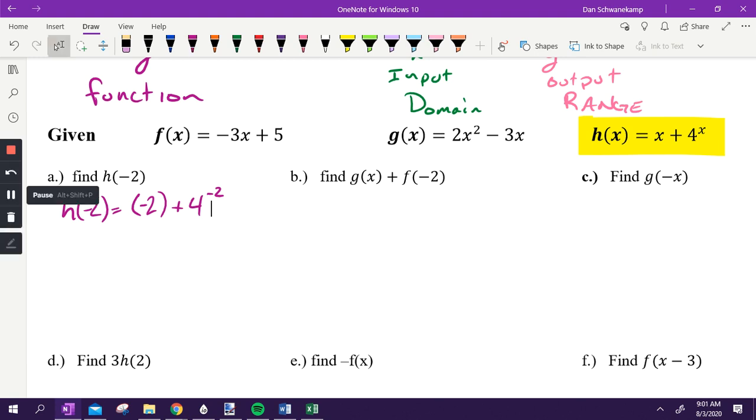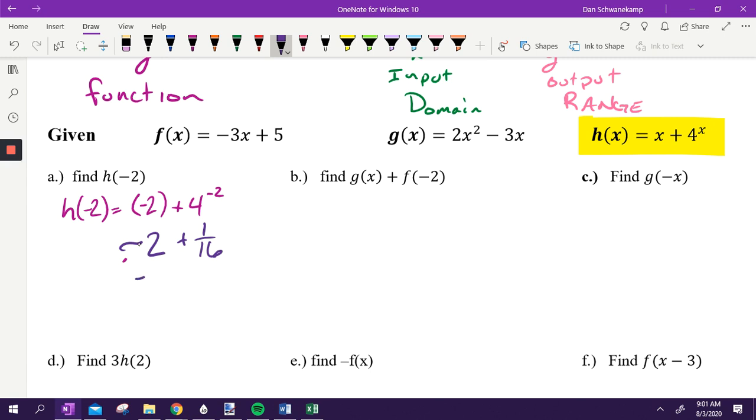We've got -2 plus 4 to the -2. So I got -2. What is 4 to the -2 power? Oh, it's not working. Please write. There we go. 4 to the -2 power. 4 squared is 16. What's the negative going to do? 1 over 16. You guys are ready to go. I appreciate that. 1 over 16. The negative does the reciprocal. So a negative exponent gives you the reciprocal.